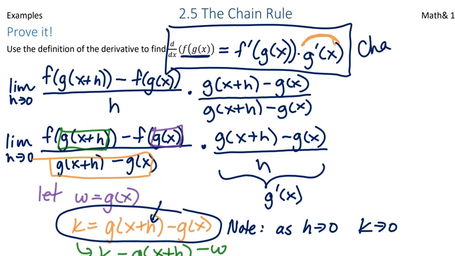Again, this is your chain rule. Memorize this. This tells you how to deal with the situation where you've plugged one function into another function. You always take the derivative of the outer, leave the inside alone, and then you multiply by the derivative of the inner.